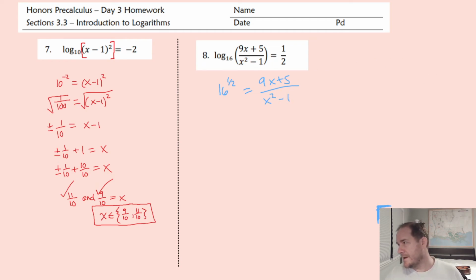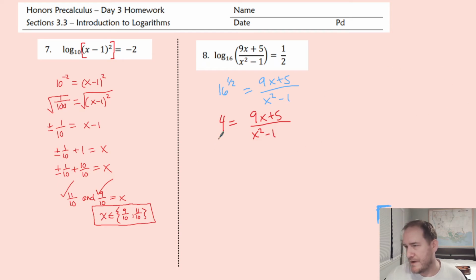All right, again, a lot of people still kind of struggle with this. This means square root of 16, right? But we're not going to do the plus or minus thing because we didn't take the square root. That's not what's happening here. This isn't a plus or minus thing. We definitely only want the positive 4. And that's going to equal 9x plus 5 over x squared minus 1.